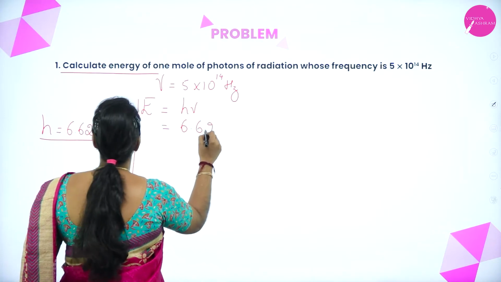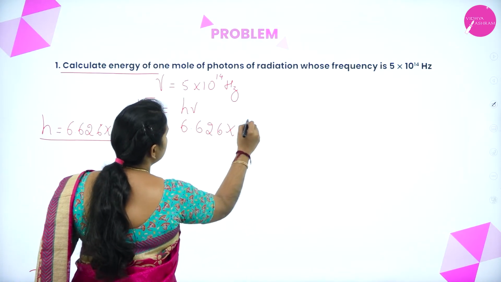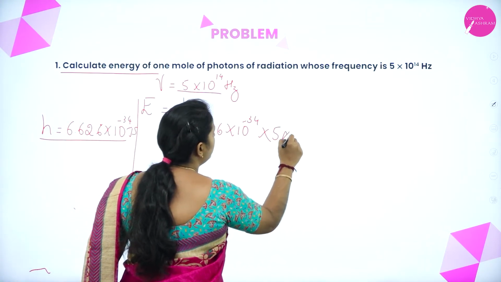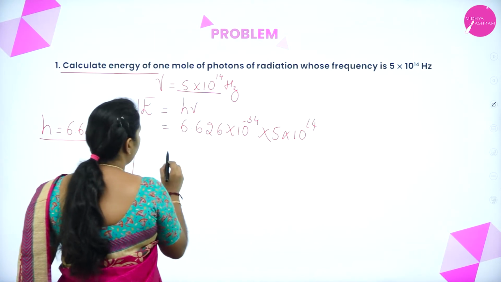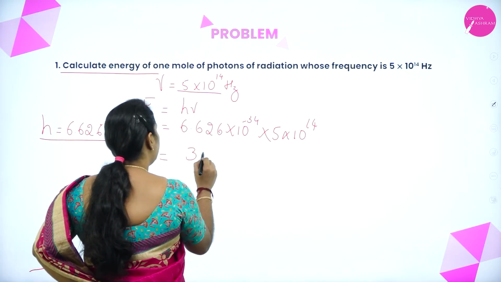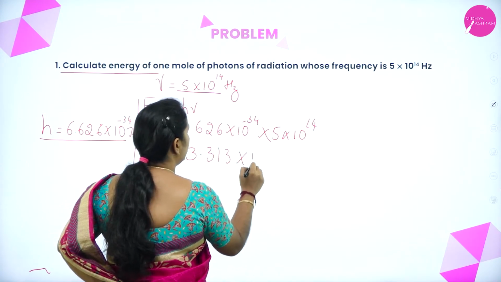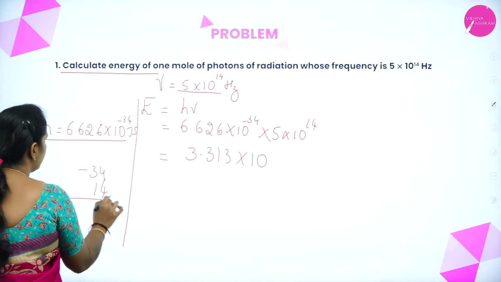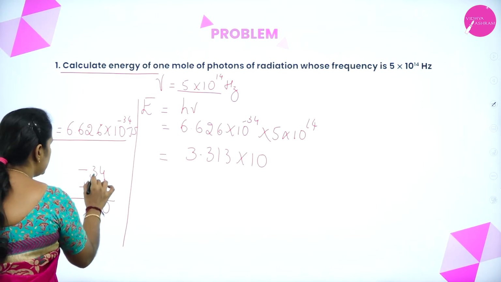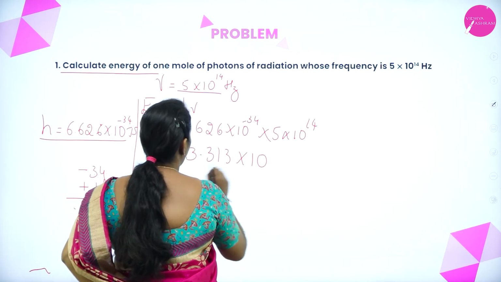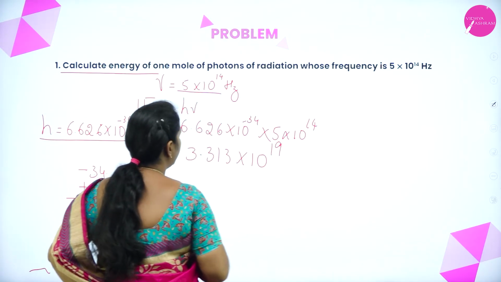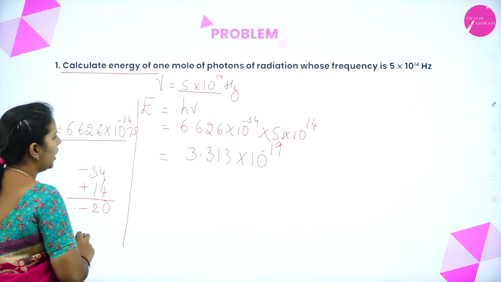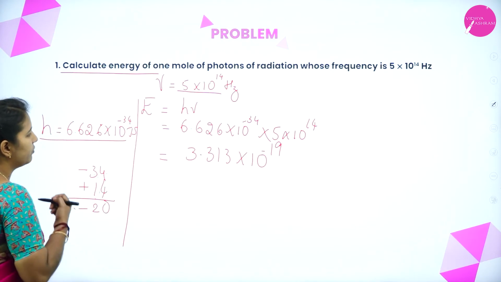So 6.626 into 10 to the power of minus 34 into, what is the nu value here? 5 into 10 to the power of 14 hertz. If you multiply these two, we get 3.313 into 10 to the power of minus 34 plus 14, so it is minus 20. If you shift the decimal point, it becomes 10 to the power of minus 19. This is how we can calculate the energy of the photon.